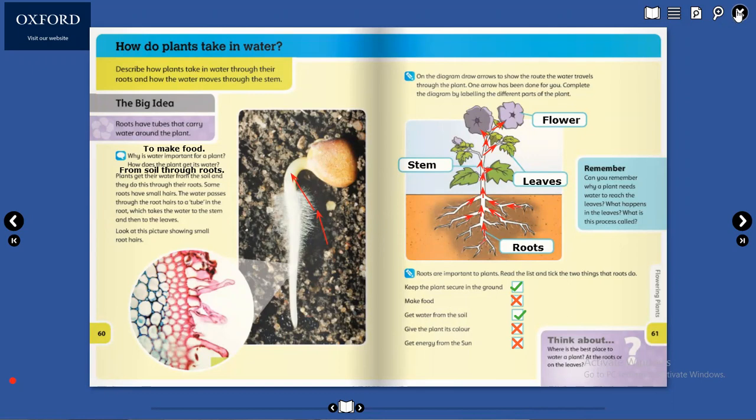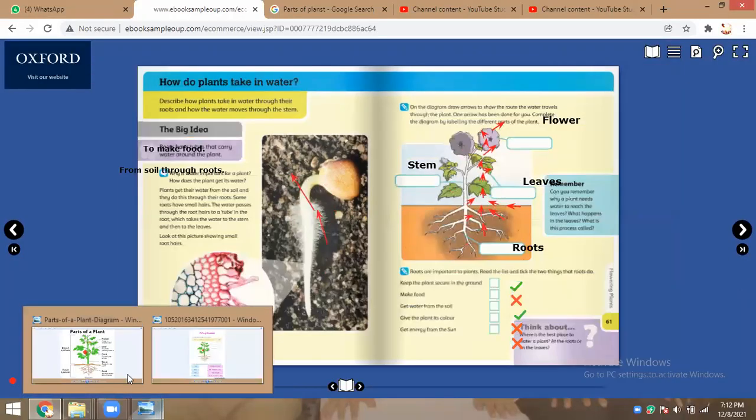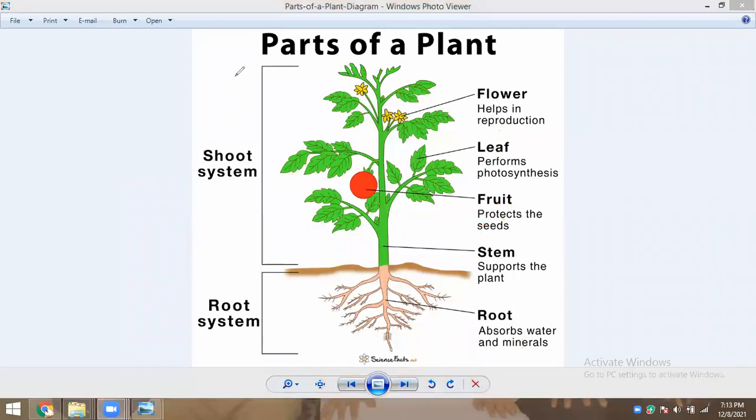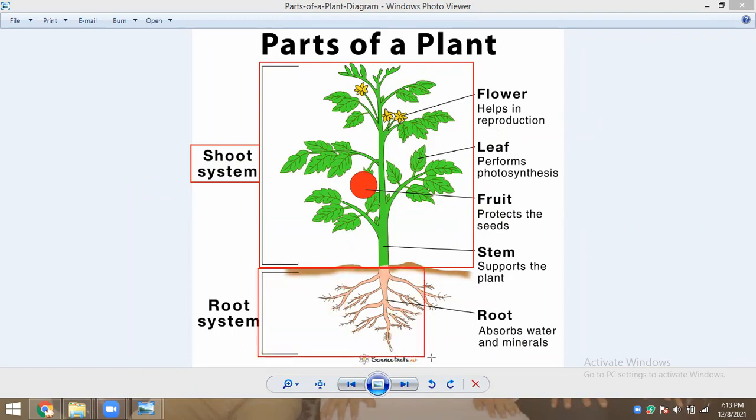Okay, now we will move towards the worksheet. Here you can see parts of a plant and their functions. This upper part of the plant is called shoot system. Here you can see the name. And that, yani taht al-arz, the underground part, is called root system.